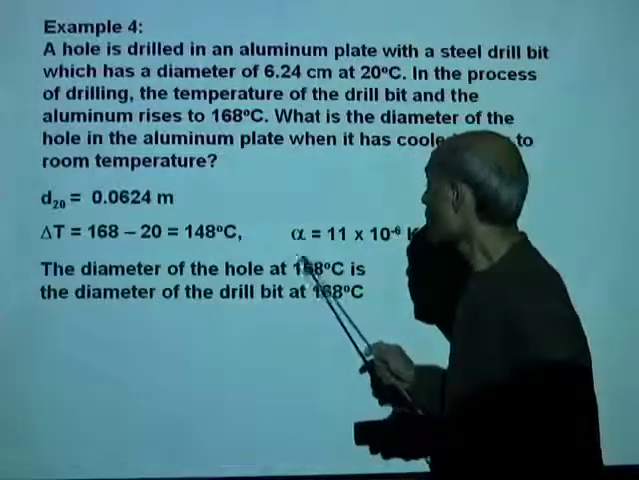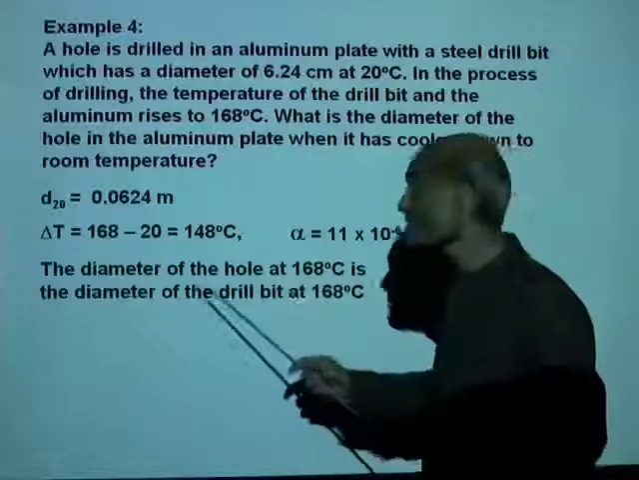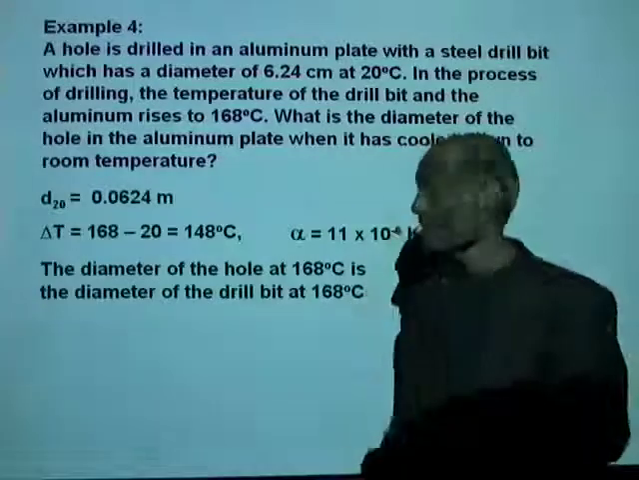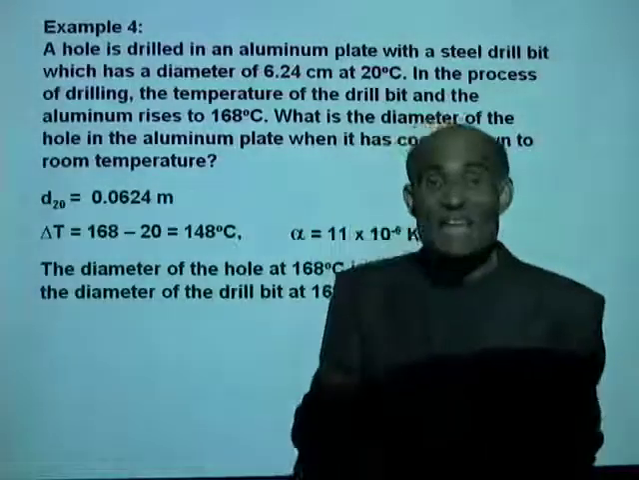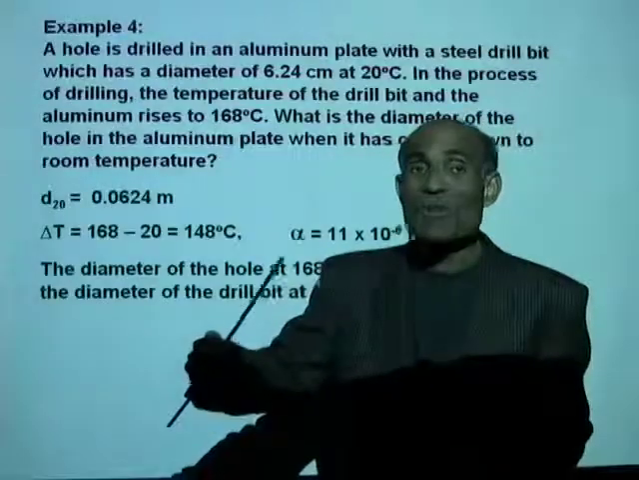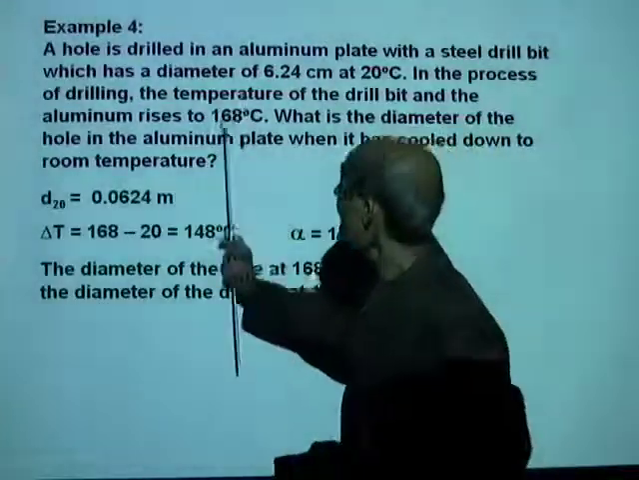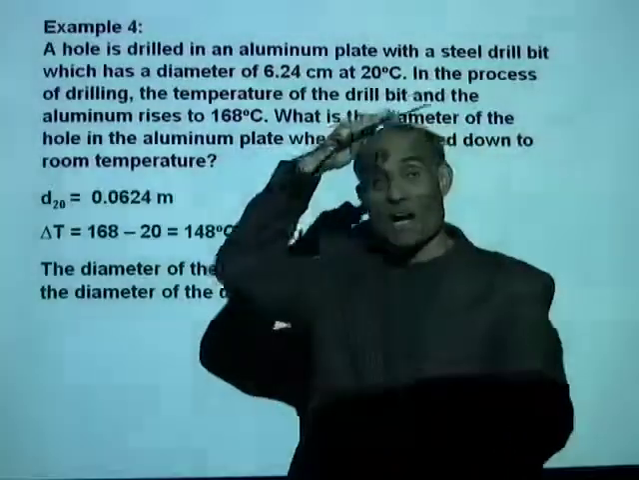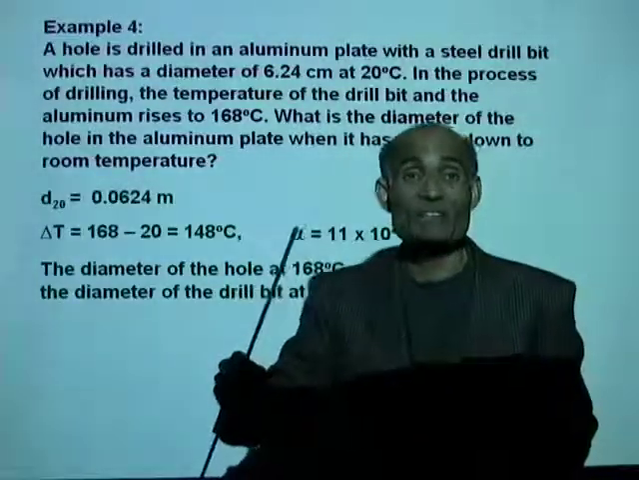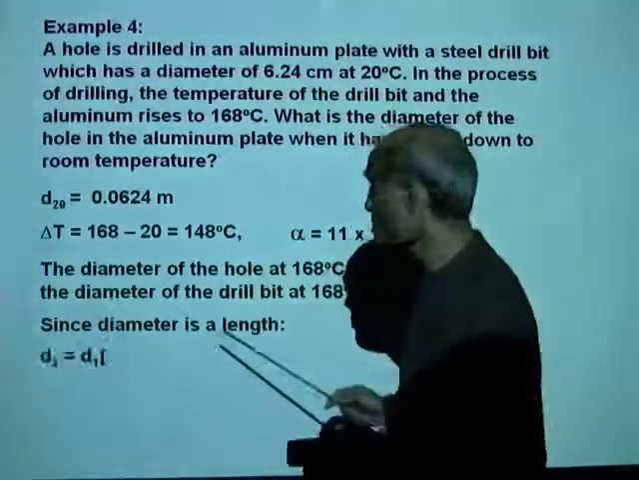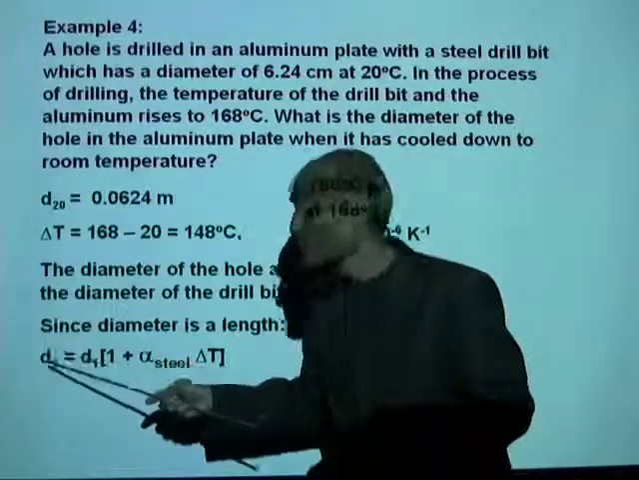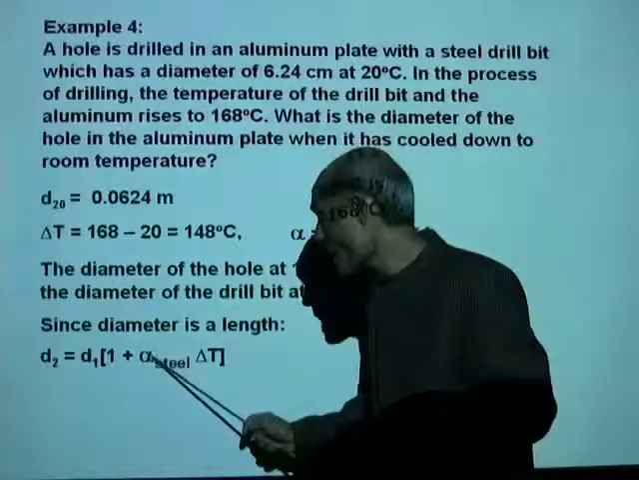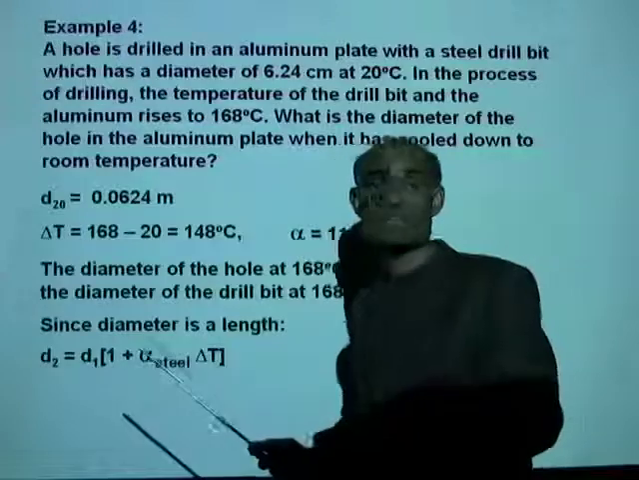The diameter of the hole at 168 degrees Celsius is the diameter of the drill bit at that temperature. So we can use the equation L168 equal to L20 times 1 plus alpha delta T. And in place of L, we can use D, diameter. So D2 equal to D1 times 1 plus alpha delta T, where alpha is for steel.